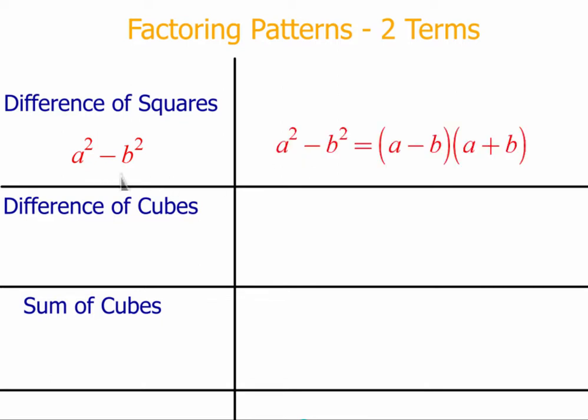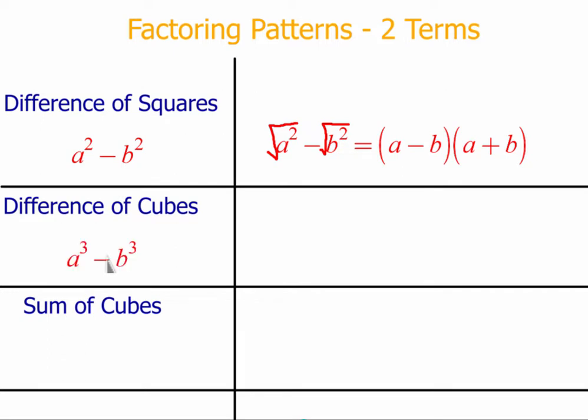And the pattern looks like this. You've got a squared minus b squared, and that's going to equal a minus b times a plus b. So what I do is I take the square root of the first term, the square root of the second term, and I put the square roots in each set of parentheses, and in one they're separated by a minus sign, and in one they're separated by a plus sign.